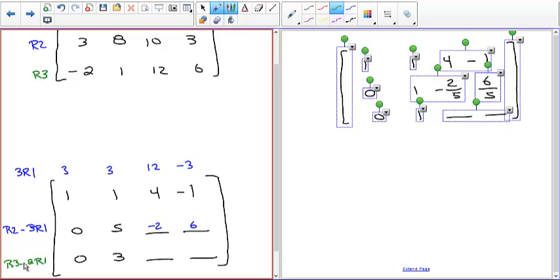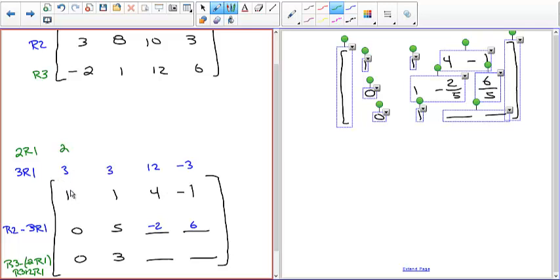Actually, I want to subtract a negative 2 times R1. Or you can think of that as row 3 plus 2 times row 1. So let's do that up here. So 2 row 1. Here's row 1 again. So we multiply each one of these by 2.